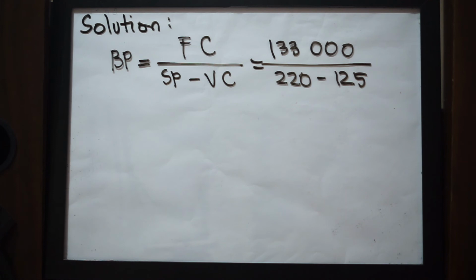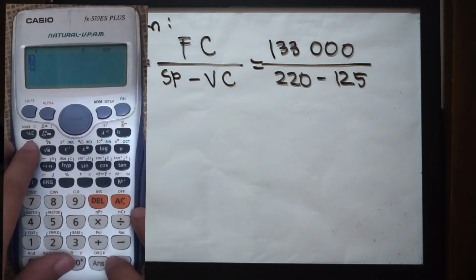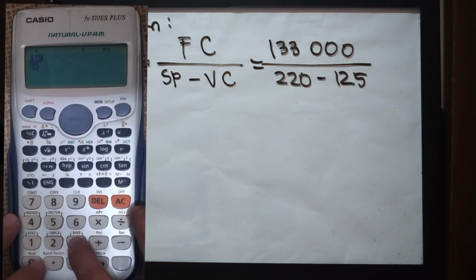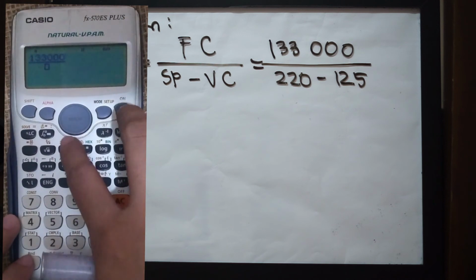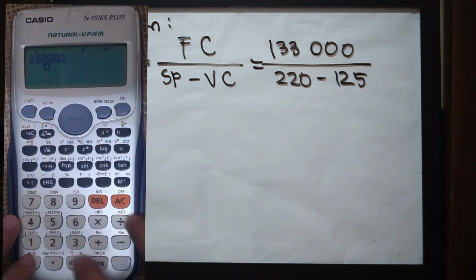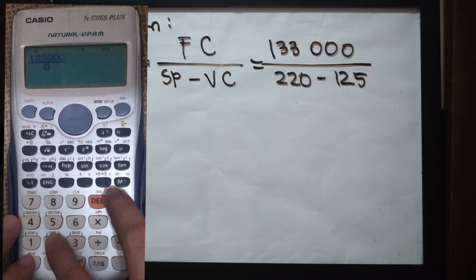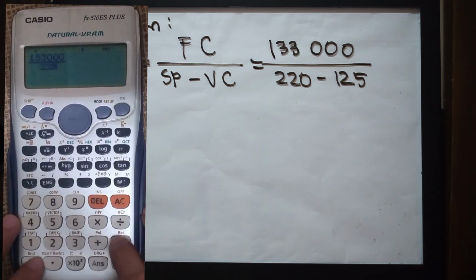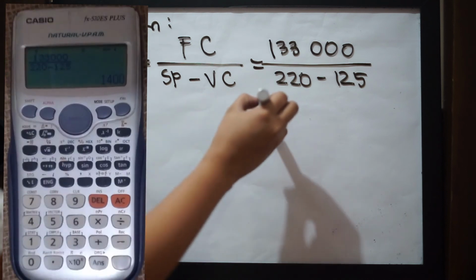So, again, if your calculator is a 4-liner calculator, you can solve this one directly in your calculator na fraction, tapos 133,000, tapos arrow key ulit, yung down na arrow key, then 220 minus 125, then press equal sign. So, our break-even point is 1,400.